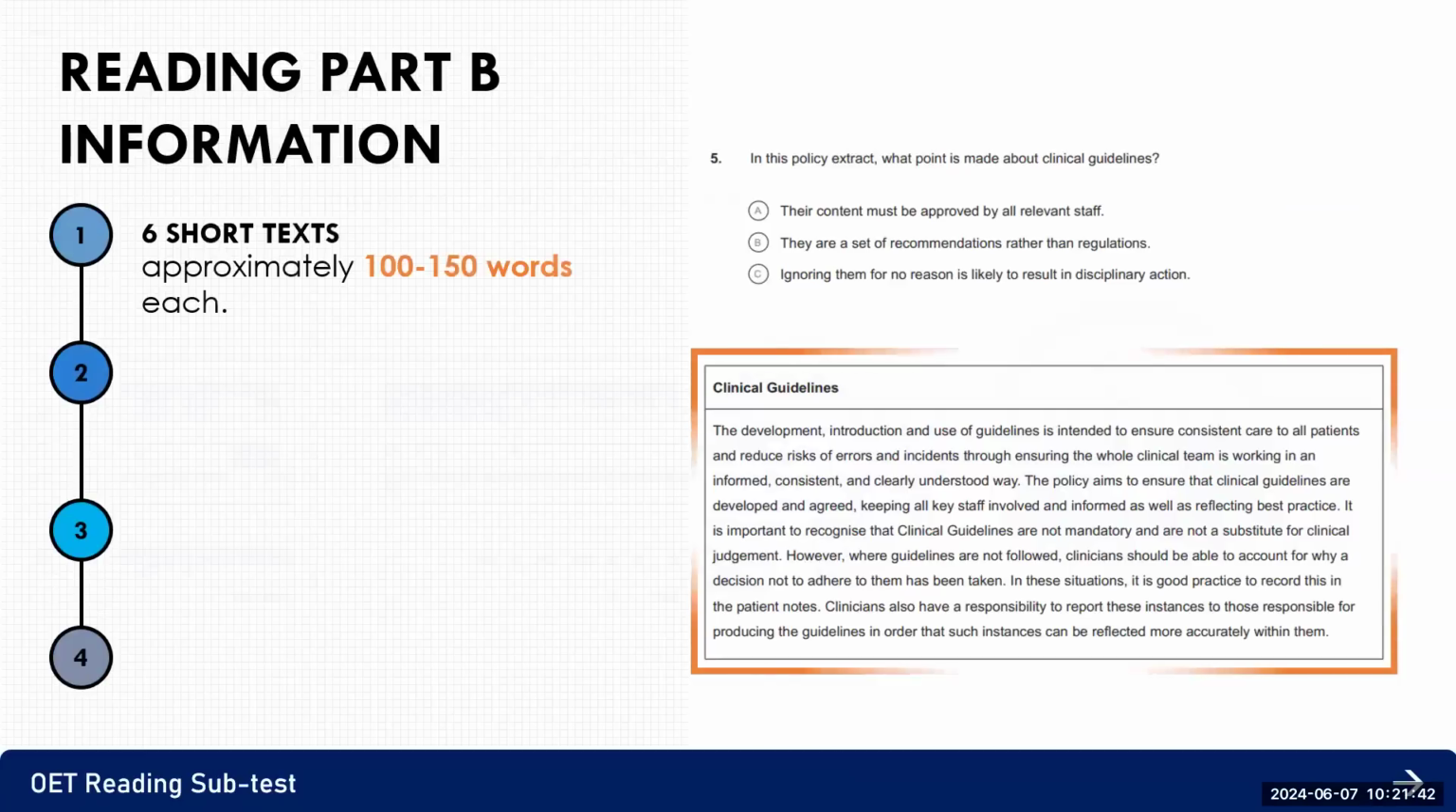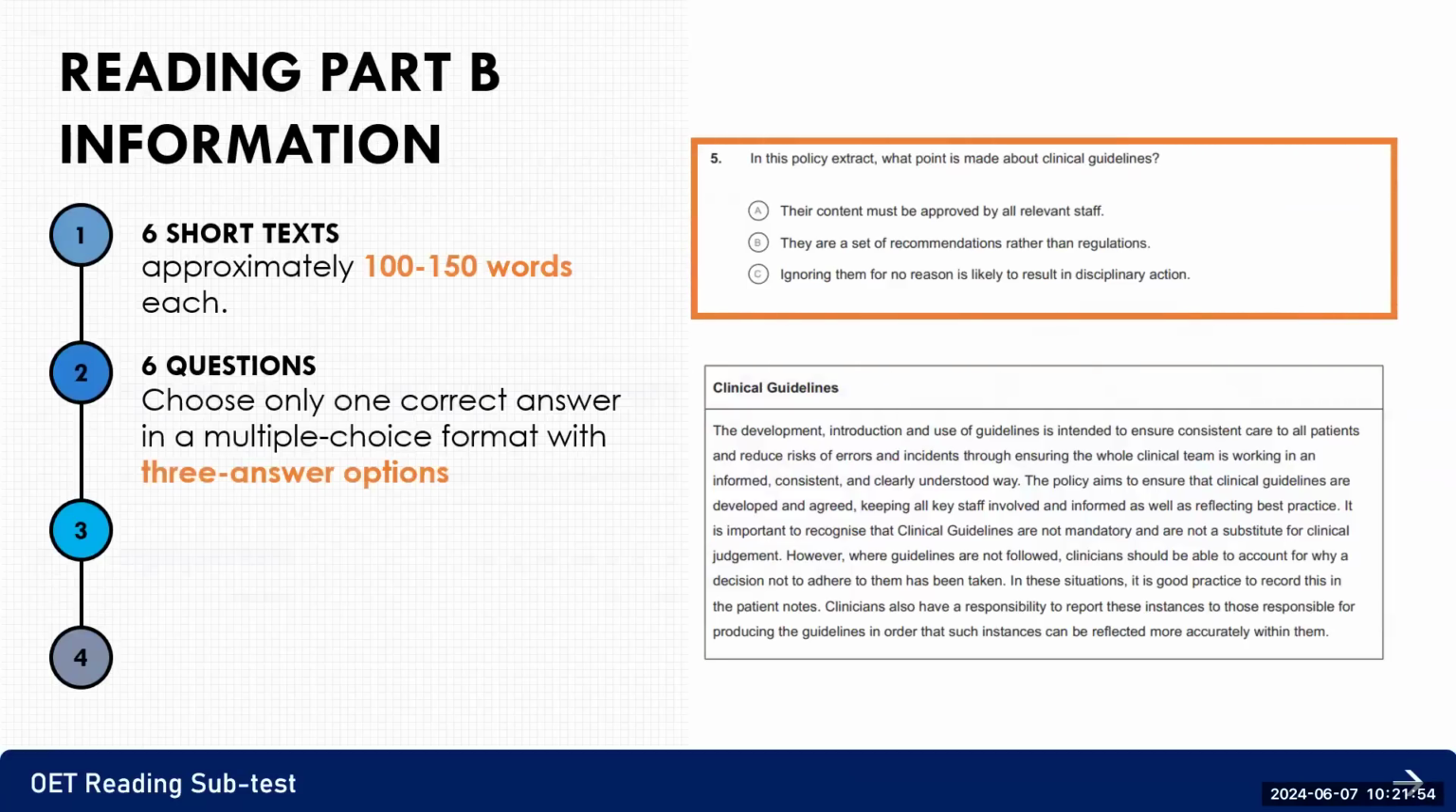Reading part B is made up of 6 short texts, approximately 100 to 150 words each. The texts are not related to each other and will cover several different topics related to healthcare. For each text, you must answer one 3 option multiple choice question. That is, choose between options A, B, or C.